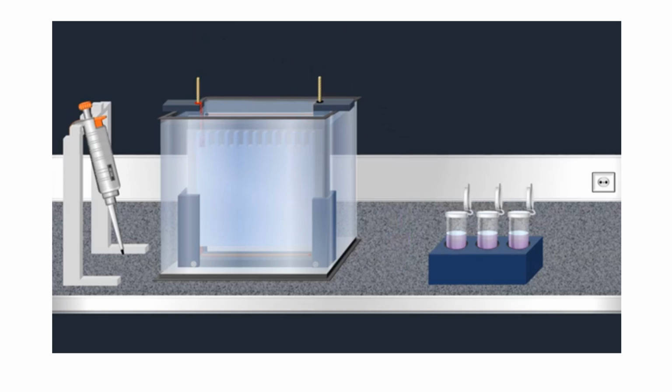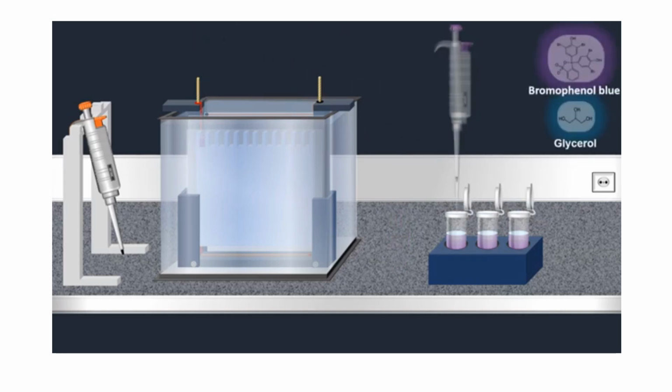Each sample is pipetted into its own well in the gel, and as we have seen previously, bromophenol blue and glycerol are present in the samples. Bromophenol blue is a dye that is useful for visualizing the sample in the well, and glycerol increases the density of the sample and is used to make the sample fall to the bottom of the sample well, rather than just flow out and mix with the running buffer.